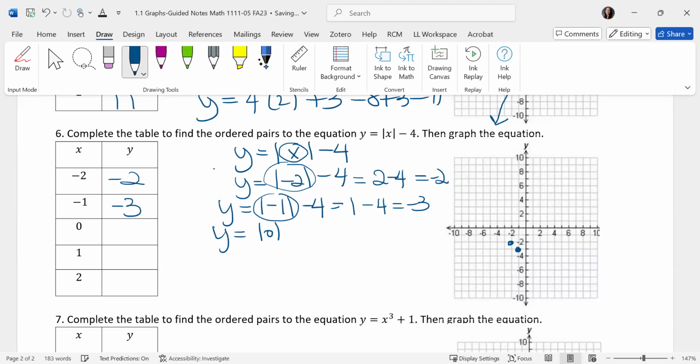Y equals the absolute value of 0 minus 4. I keep writing the wrong number. 0 minus 4 is -4. So at 0, the y value is -4.